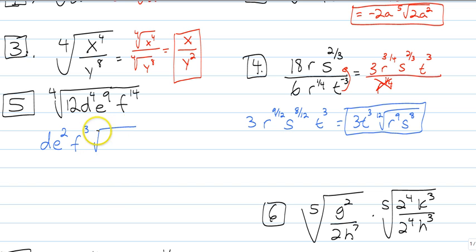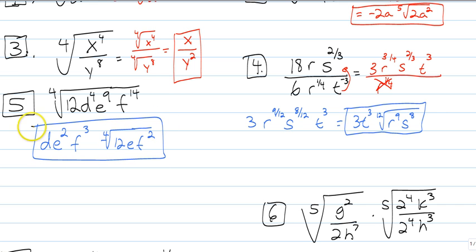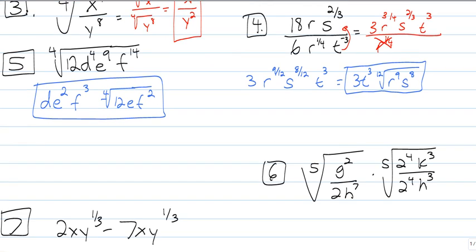Now you have to remember what you pulled out. Now I have left the 4th root of 12. D to the 4th is gone. E to the 9th, we used 8 of them, so I have an e and f squared. And that's my final answer. That's all you have to do, is figure that out.